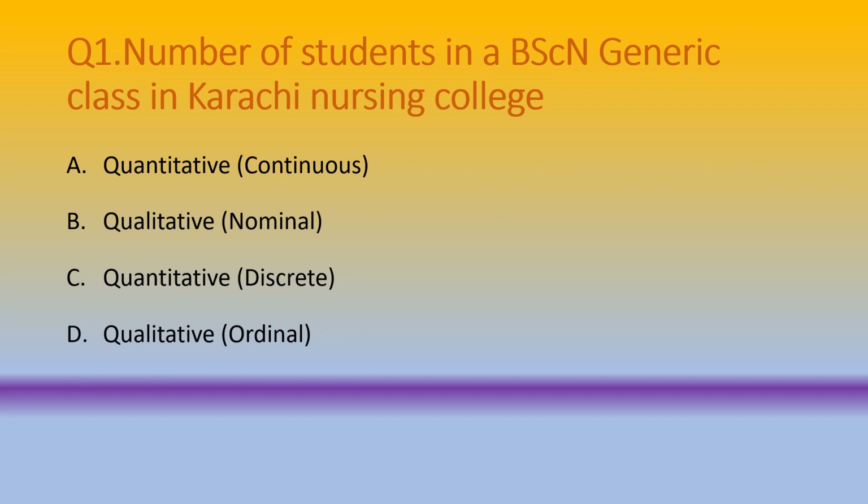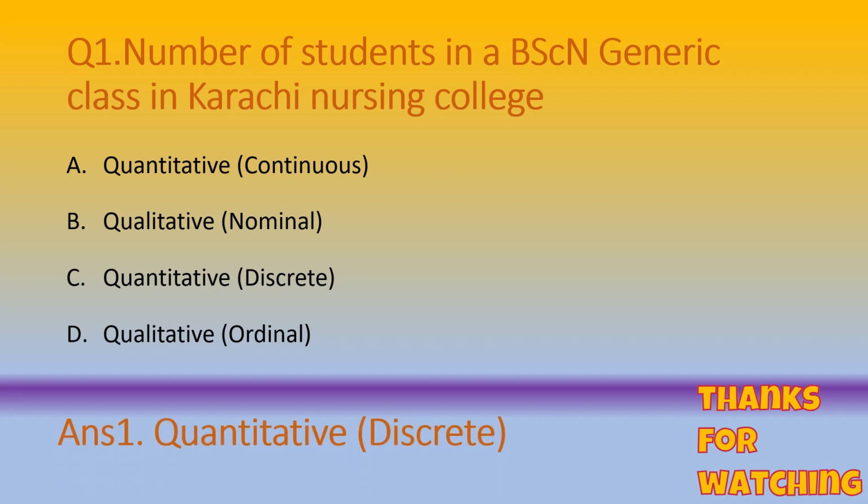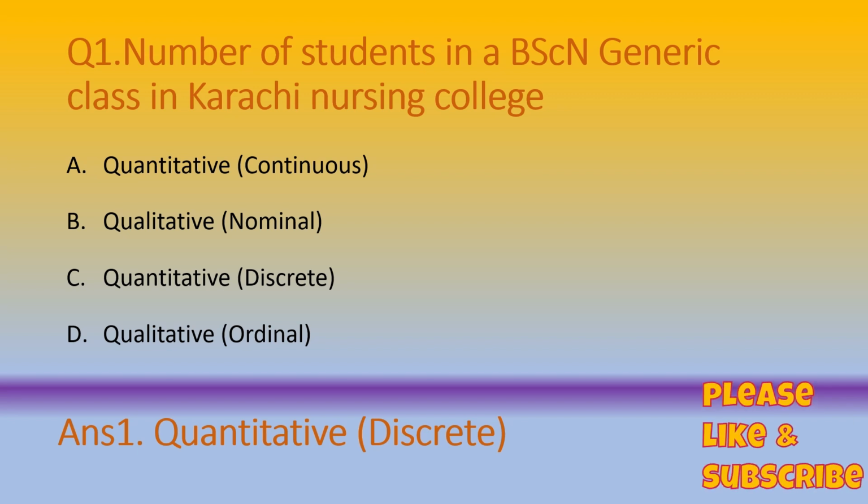Question 1. Number of students in a BSCN generic class in Karachi Nursing College. Option A, quantitative continuous. Option B, qualitative nominal. Option C, quantitative discrete. Option D, qualitative ordinal. The answer is quantitative discrete variable.